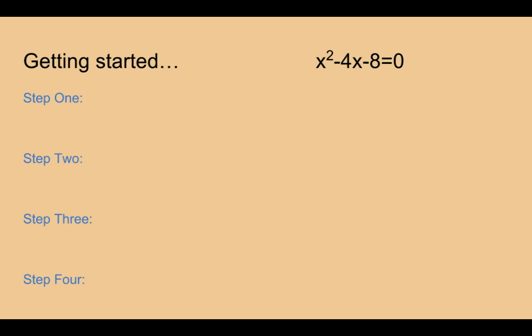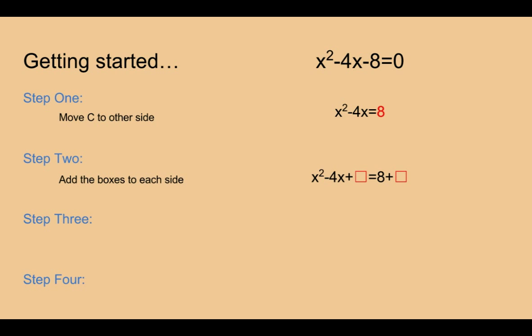And to do that, first we will move c to the other side. Our c in this equation is going to be our negative 8, so we will add 8 to each side to get rid of it. Step 2 is we will add boxes to each side. These boxes are going to represent a number that we will add to make it a perfect square equation.